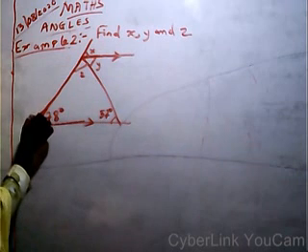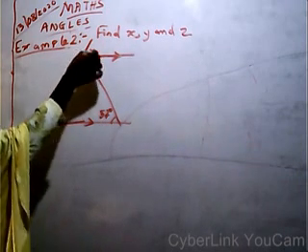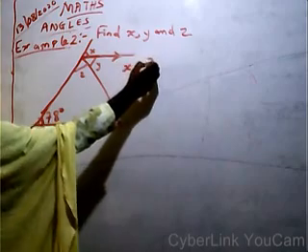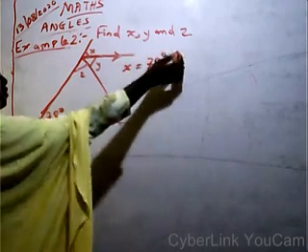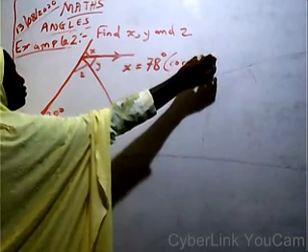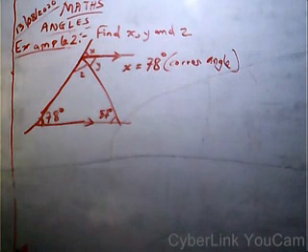Angle X and angle 78 degrees. It looks like letter what? Letter F. My X is equal to 78 degrees. What is my reason? Corresponding angle. My X is equal to 78 degrees.